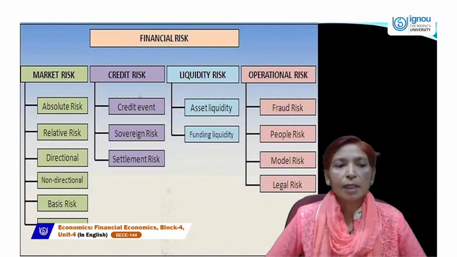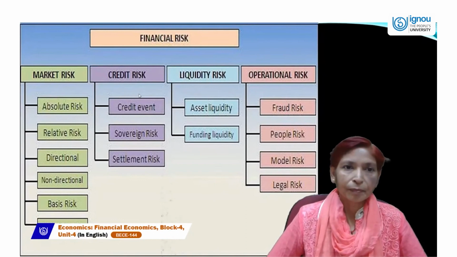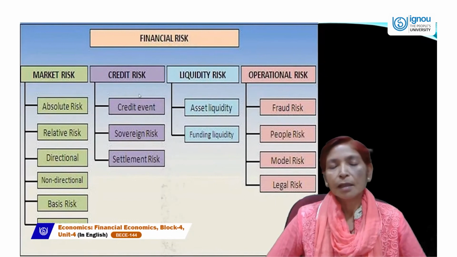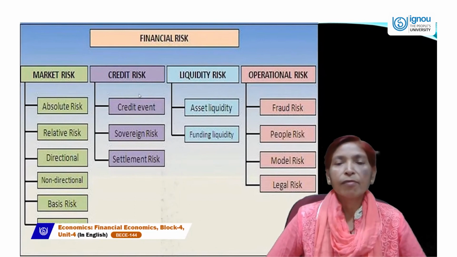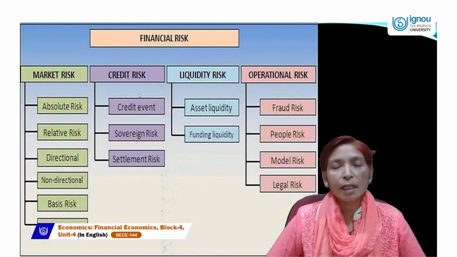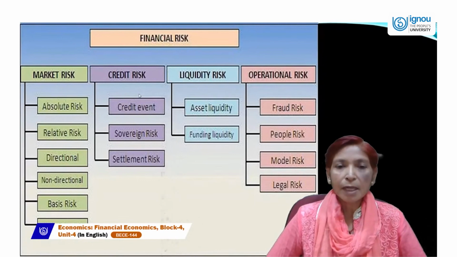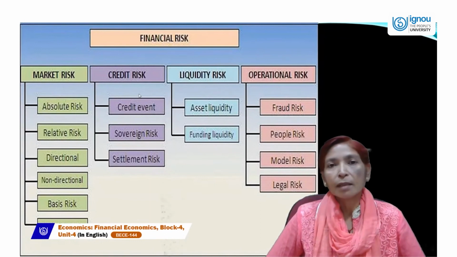In market risk, absolute risk, relative risk, directional, non-directional, basis risk, and volatility risk are involved. In credit risk, credit event, sovereign risk, and settlement risk are involved. In liquidity risk, asset liquidity and funding liquidity are also a very big risk, because sometimes corporate sectors or business enterprises lack liquidity of assets. So this risk also arises in business enterprises. Sometimes assets may be less than their requirement, and sometimes assets will be more than their requirement.